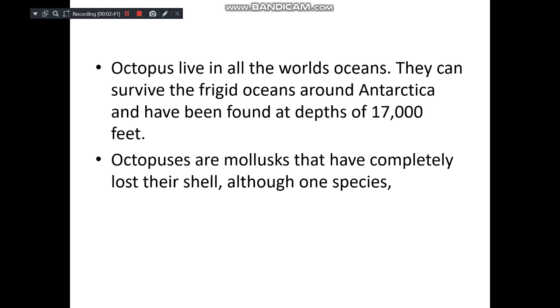Octopus has a cosmopolitan distribution. It is found everywhere, in the oceans of the world. It has been observed that they can survive even in the most hostile environments. Even around Antarctica, they have been spotted. Octopuses are also found in the deeper layers of the water, even up to 17,000 feet.